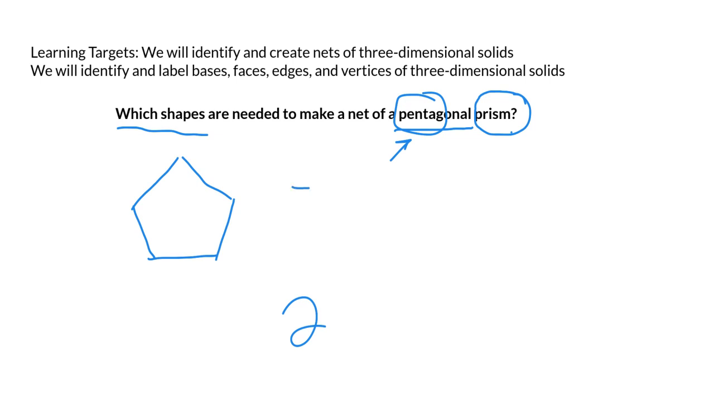So we're just going to go ahead and draw the other flat shape needed to make a pentagonal prism, which would be rectangles. We would have 1, 2, 3, 4, 5 rectangles. And then we would have a base and a top that are both these pentagon shapes. Okay, for a total of 7 faces. And again, we're not going to really draw the net.